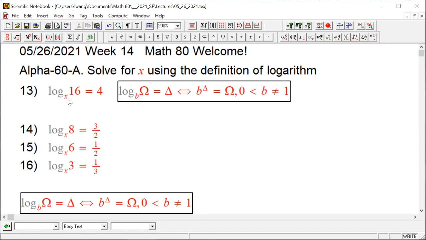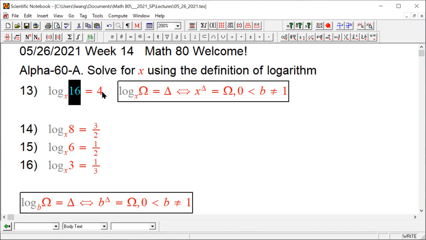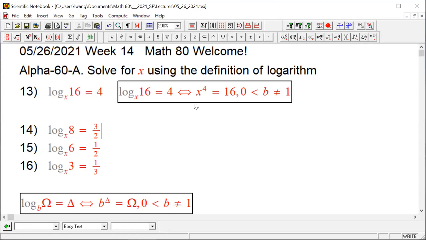Once again, you can see x is in the place of base. So this is going to be x. And we need to be reminded the base has to be positive, not equals to 1, right? And at the place of omega is 16. At the place of triangle, that's 4. Got it? Omega's place is 16. And the triangle place is 4. So we end up with x raised to the power 4 is equals to 16.